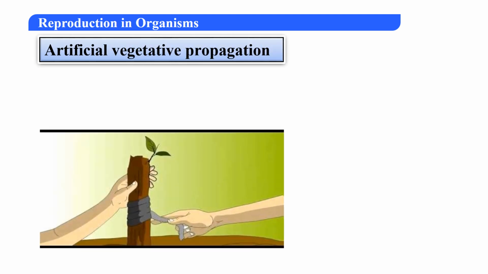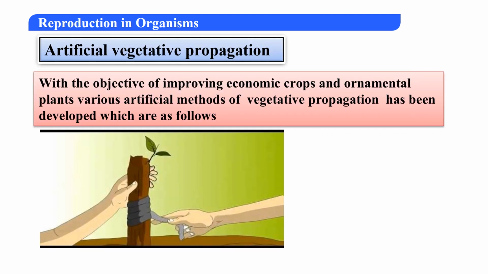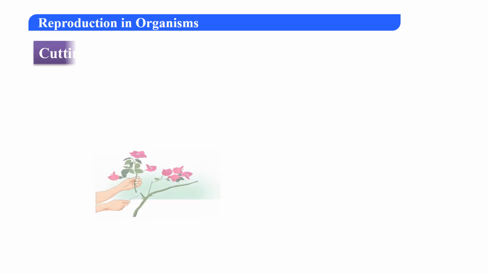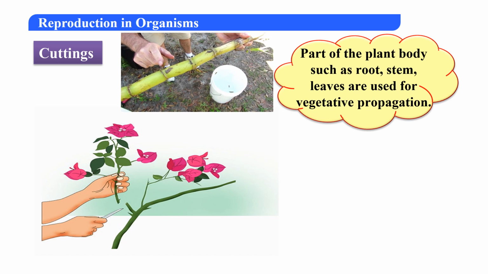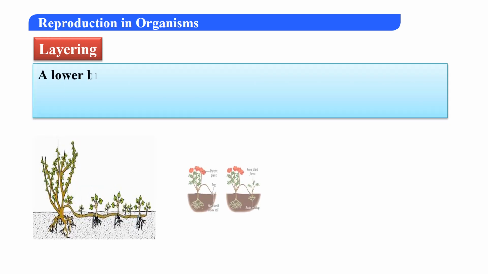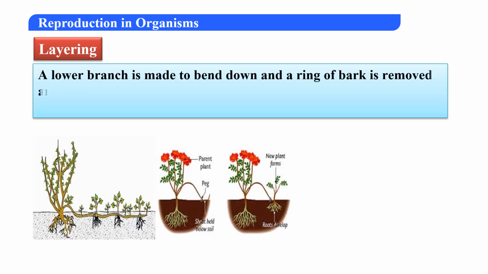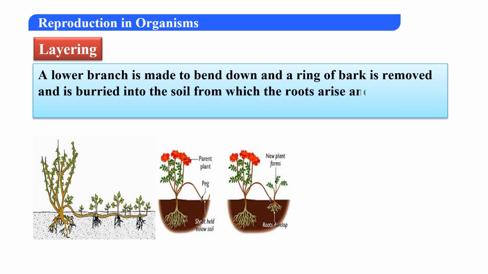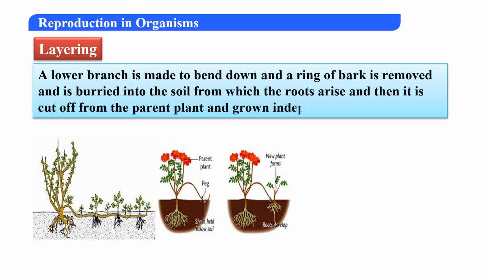Artificial vegetative propagation. With the objective of improving economic crops and ornamental plants, various artificial methods of vegetative propagation have been developed, which are as follows. Cutting. Parts of the plant body such as root, stem, leaves are used for vegetative propagation. Layering. A lower branch is made to bend down and a ring of the bark is removed and it is buried into the soil from which the roots arise, and then it is cut off from the parent plant and grown independently.